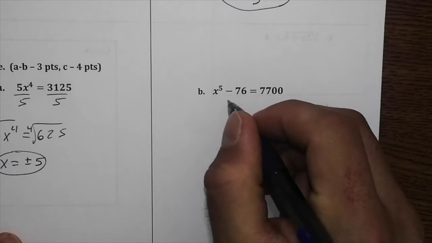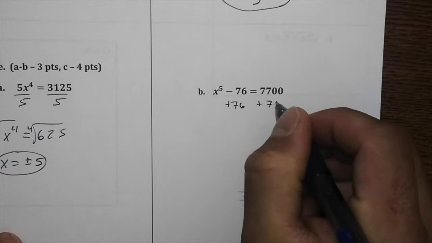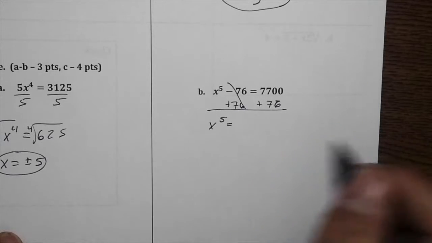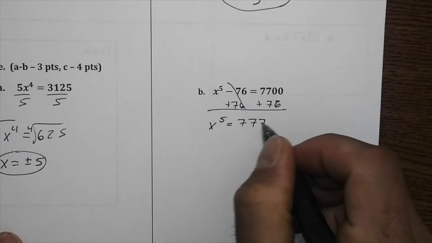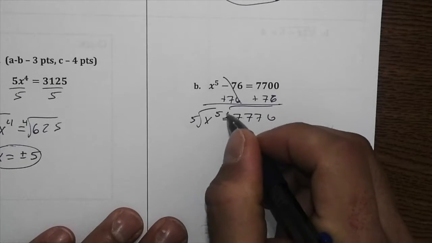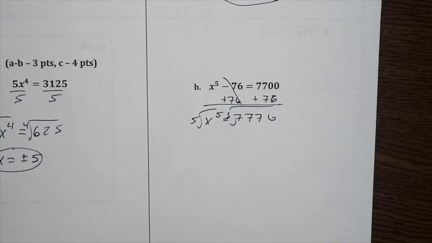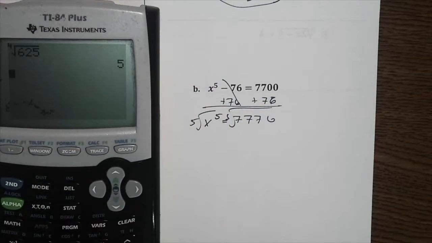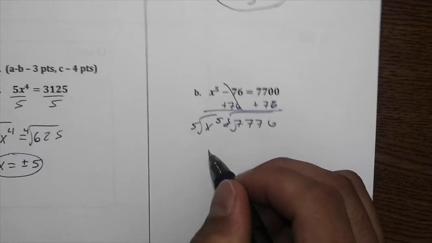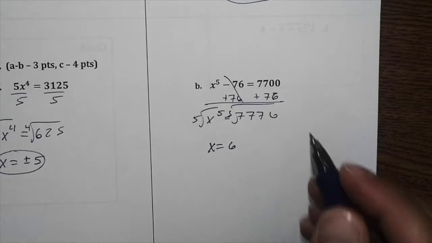And letter B, add 76 to both sides. Right. Take the 5th root of both sides. Once again, how we do this here: 5, math 5, of 7776. We get 6 as our answer. No plus or minus because it's the 5th root. So what does that mean? It's odds and evens.